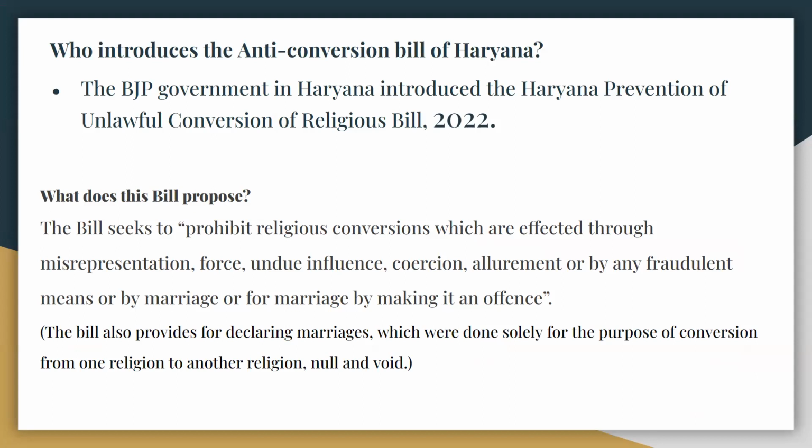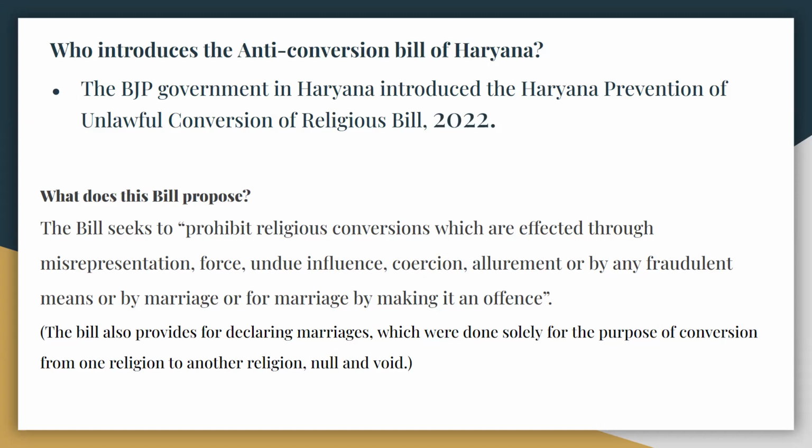So you must be thinking, what are misrepresentation, force, undue influence, coercion, and allurement? Basically, these are legal terms used in the law field. Let's understand one by one. Misrepresentation, in simple words, is a false statement intentionally made by one party to influence or convince the other party to sign the contract. And force simply means forcing someone to change their religion.